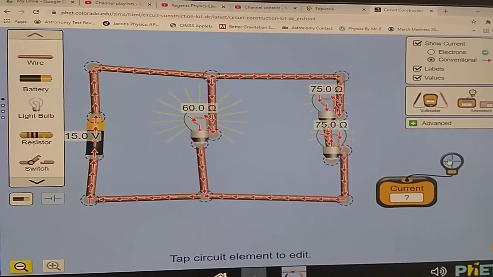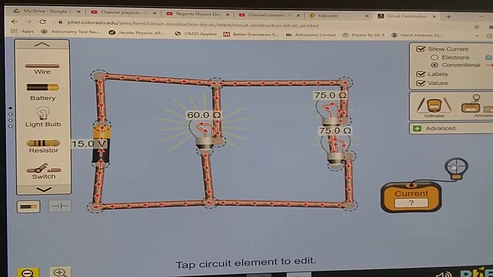The last electricity topic we will have is magnetism. We'll have that when I come back.